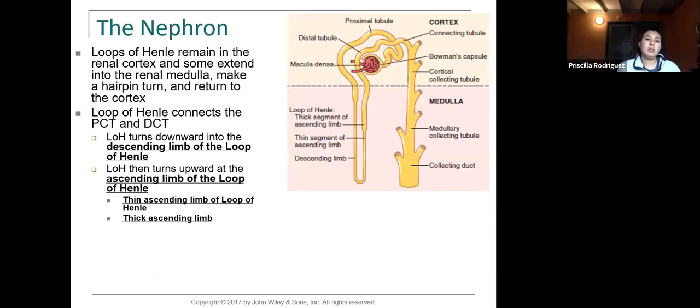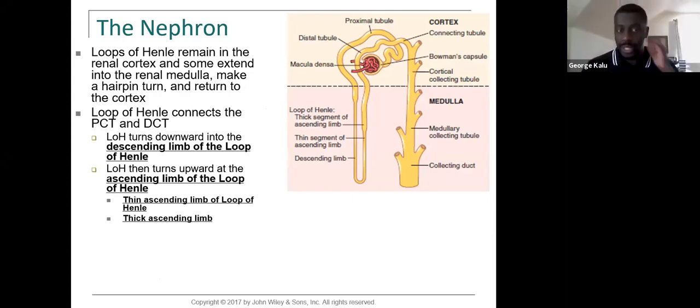So looking at some of those different parts, one of the things that's useful and interesting here is that the loops of Henle are going to be of different lengths. Some of these nephron loops are going to extend only into the renal cortex, but some will extend deep into the renal medulla. But in either case, all these loops of Henle are going to form a little hairpin loop. They basically loop back upwards and then become the distal convoluted tubule.